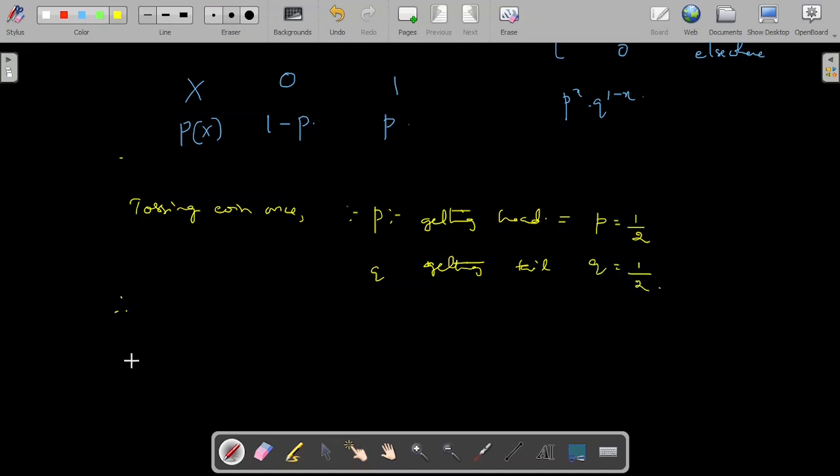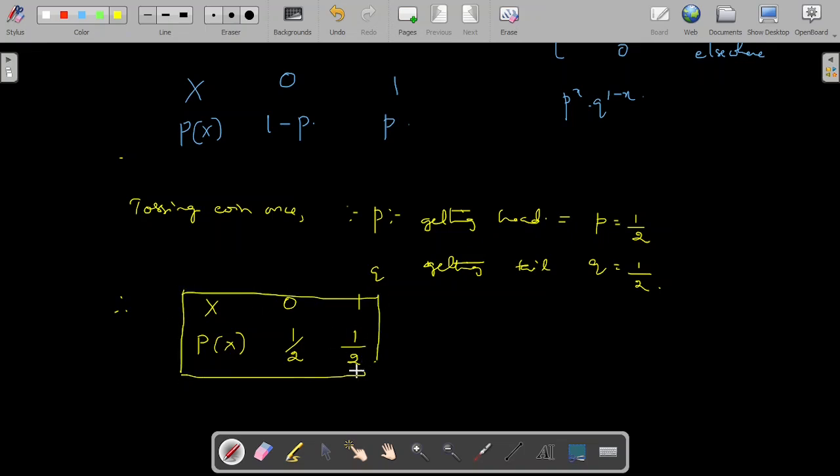Therefore, the Bernoulli distribution is given by x, p of x. X takes values 0, 1. Here x takes only two values, 0 and 1, because either it is success or it is failure. When x is 0, meaning not getting head, which is nothing but getting tail, the probability is half. X equal to 1 means getting head, and the probability of getting head is half. This is the Bernoulli distribution for the given random experiment.